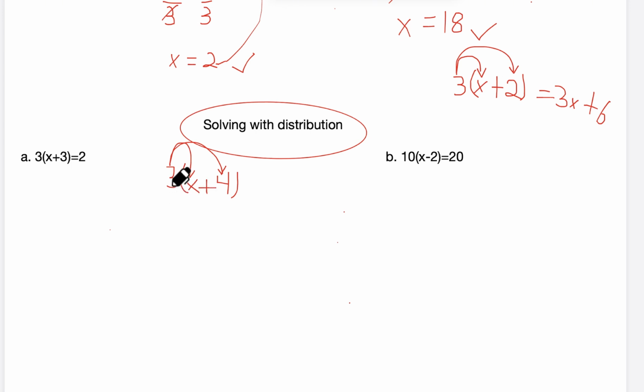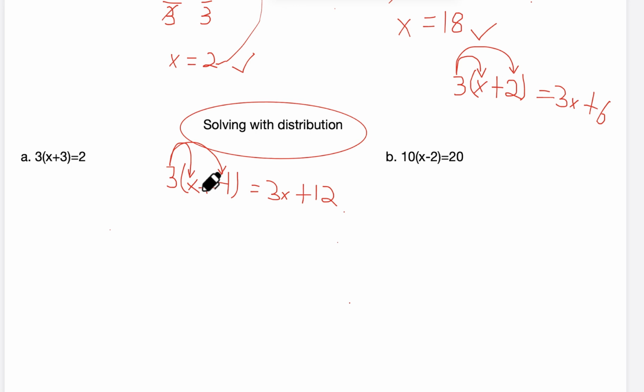Remember, distribution means multiplication. So we have to multiply 3 times x, which is going to give me 3x. And then for plus, I put plus. And 3 times 4 is 12. So 3 parenthesis x plus 4 close parenthesis gives me 3x plus 12.